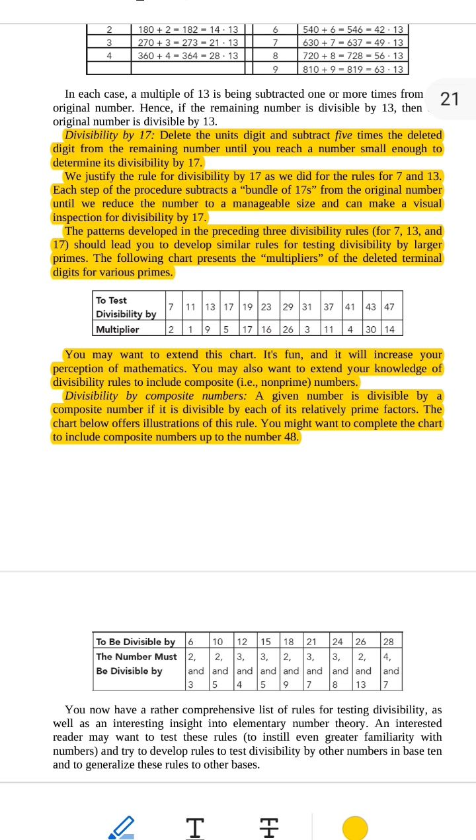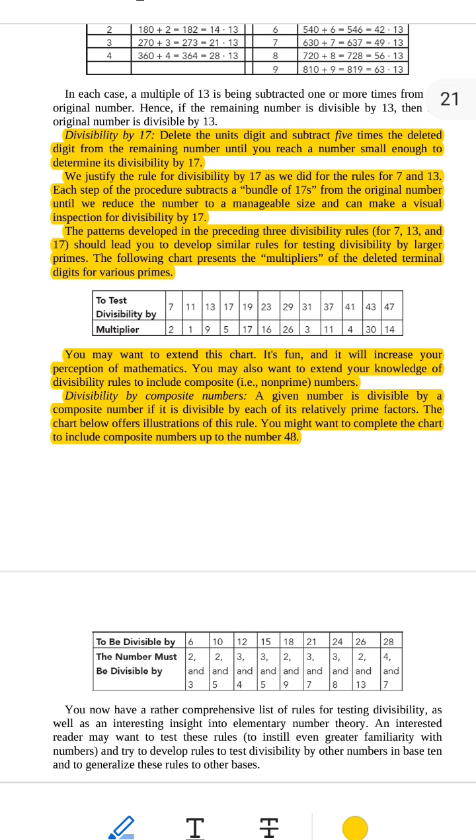This keeps us connected to the number 17, and eventually we'll get a small enough number that shows if 17 fits into it evenly. Example, checking if 1224 is divisible by 17. Let's go through each step with this number. 1. Start with 1224. Last digit is 4. Multiply 4 by 5. 4 times 5 is 20. Subtract 20 from the rest of the number, 122. 122 minus 20 equals 102.